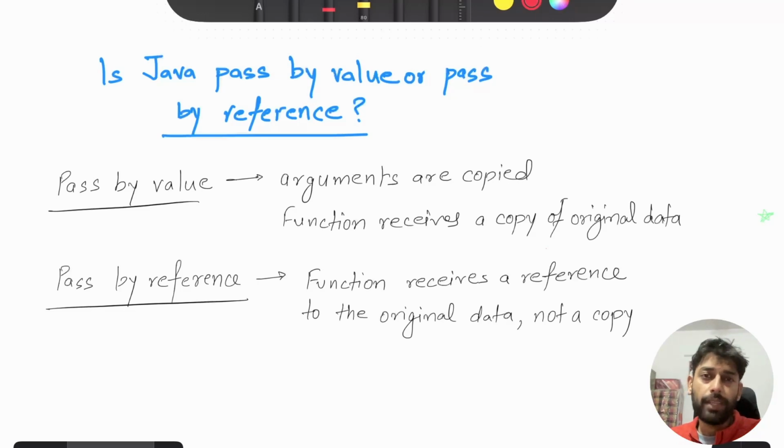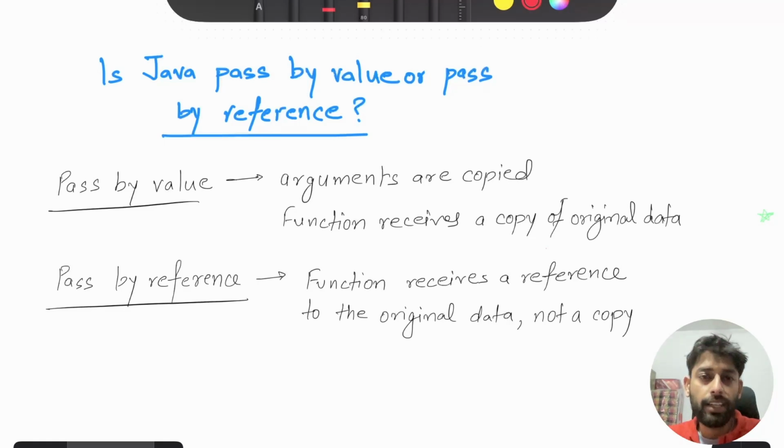And what does pass by reference mean? Whenever a function is called, the function receives a reference to the original object, not a copy of the original object. So if you make any changes to the parameters inside the function, then the original value that was passed from outside of the function may also get changed.